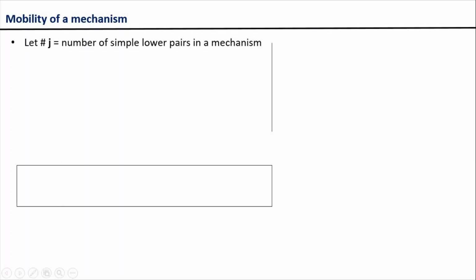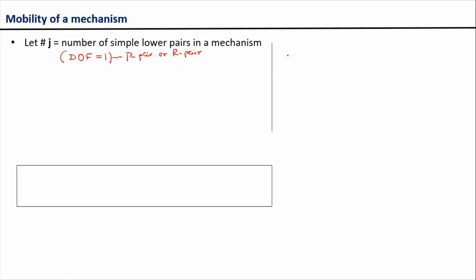Now let's assume that j is the total number of simple lower pairs in the mechanism. As soon as we introduce the kinematic pairs that are going to connect the different links in the mechanism, obviously certain degrees of freedom will get arrested. Let us see how. When we say that j is the number of simple lower pairs, it simply indicates a pair with degree of freedom equal to 1. So it could be either a simple prismatic pair or a simple revolute pair.